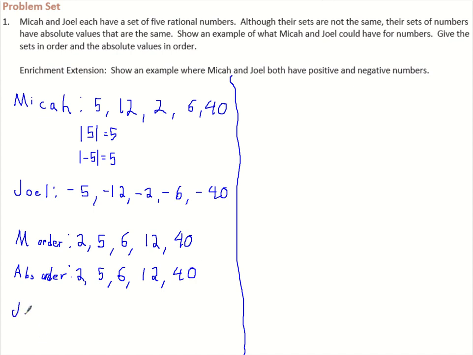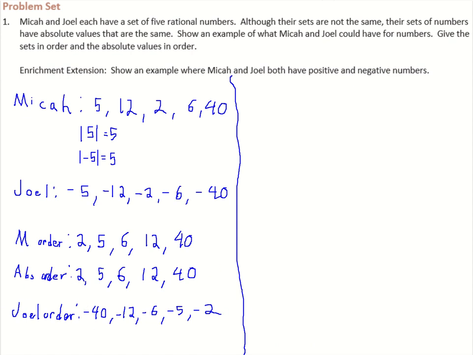Lastly, we have Joel's order here. And Joel's order, I don't know why I wrote Joel's whole name out, but it's fine, is going to be the exact opposite order of the absolute values. So instead of 2, 5, 6, 12, 40, it's going to be negative 40, negative 12, negative 6, negative 5, and negative 2. Now, we've put all of them in order. Mika's are in order, the absolute values are in order, and Joel's are in order.